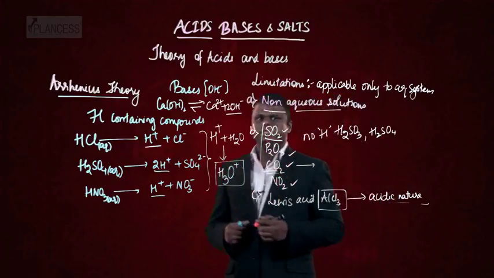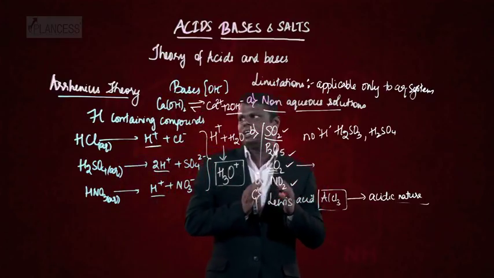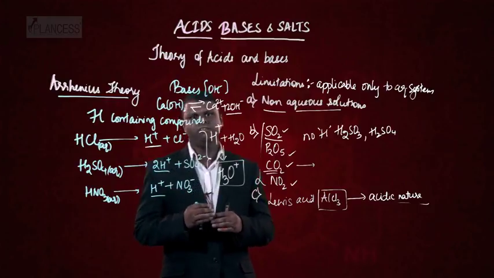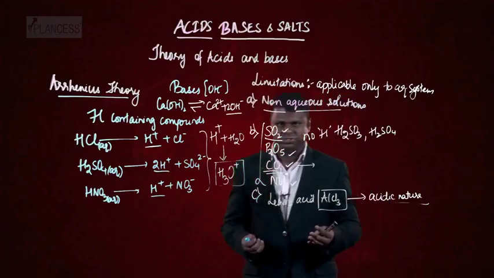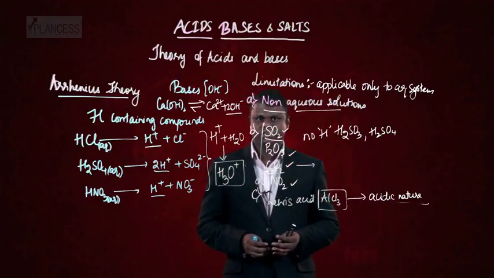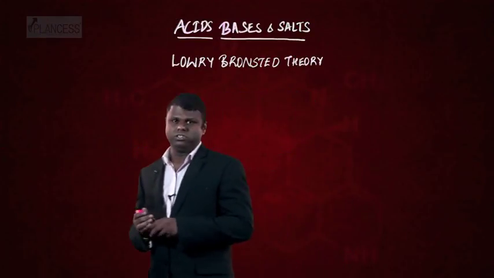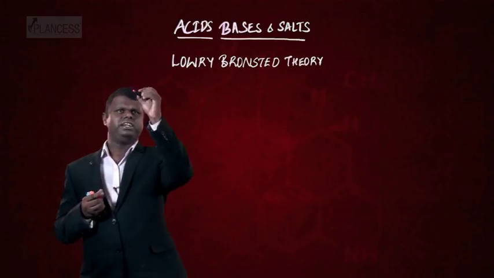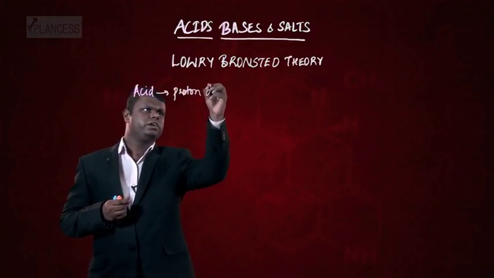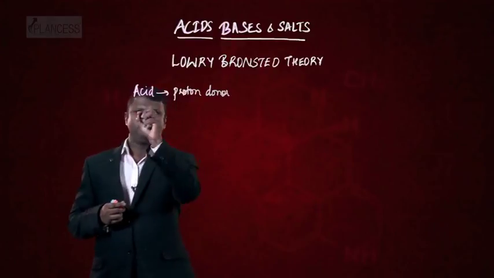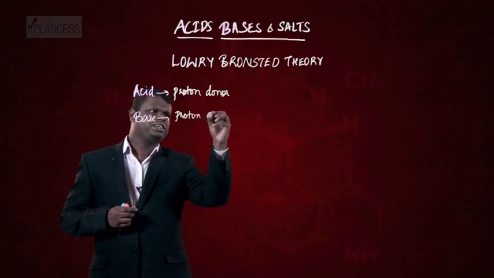These facts led to the failure of Arrhenius theory, but still some aspects of his theory were greatly appreciated, and still we have the first definition of acid and base coming as compounds having H and OH, which is still accepted even today. Now let's begin our discussion with the next theory, which is Lowry-Bronsted theory. According to Lowry-Bronsted theory, an acid is a proton donor and a base is a proton acceptor.